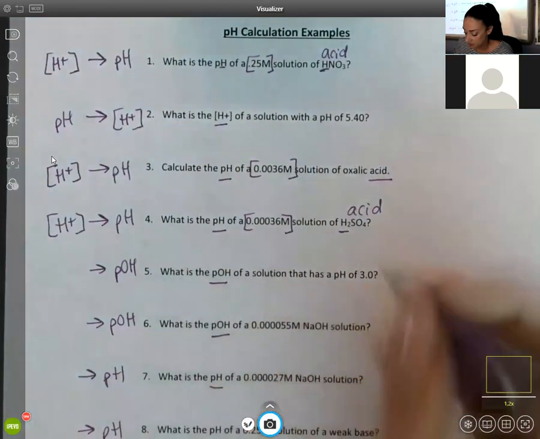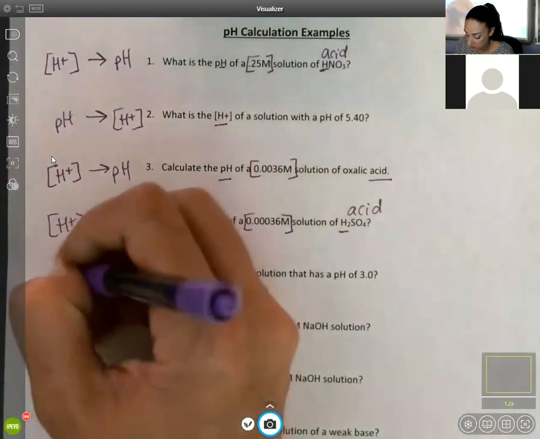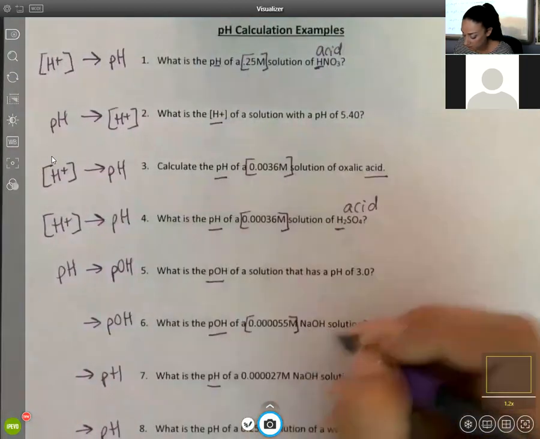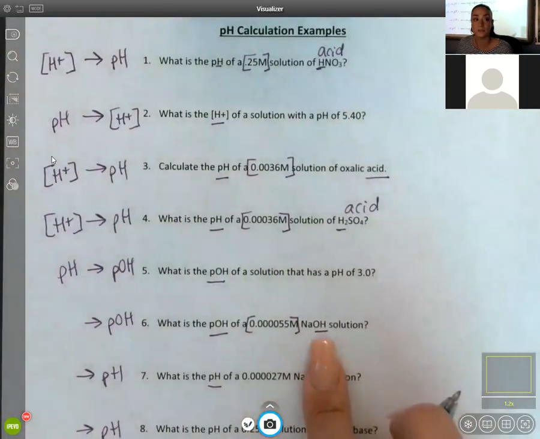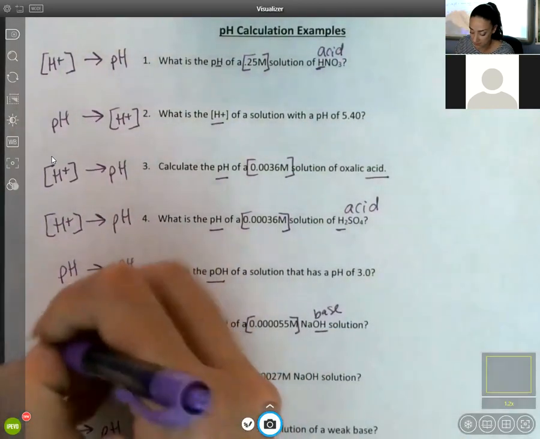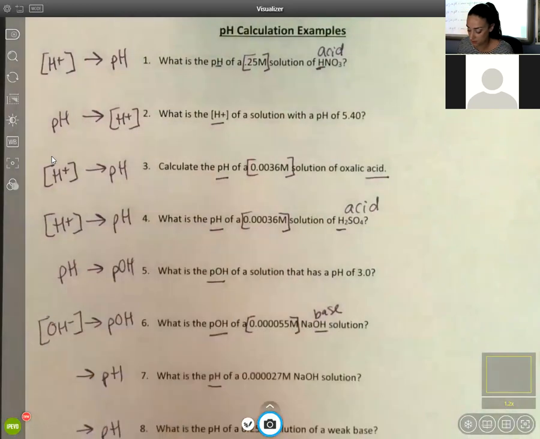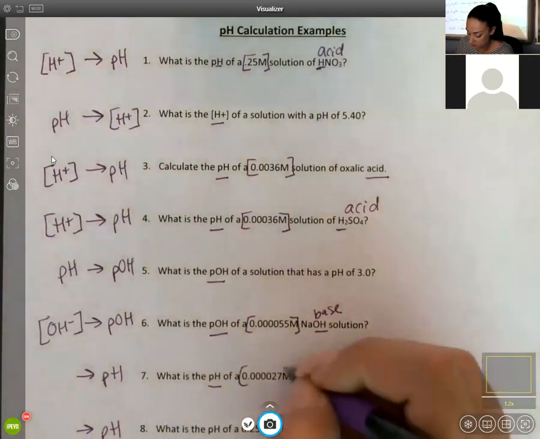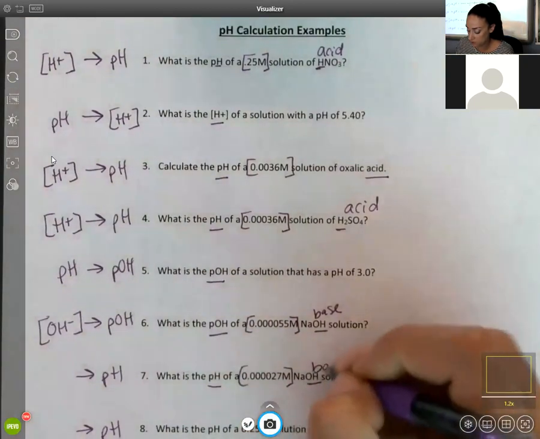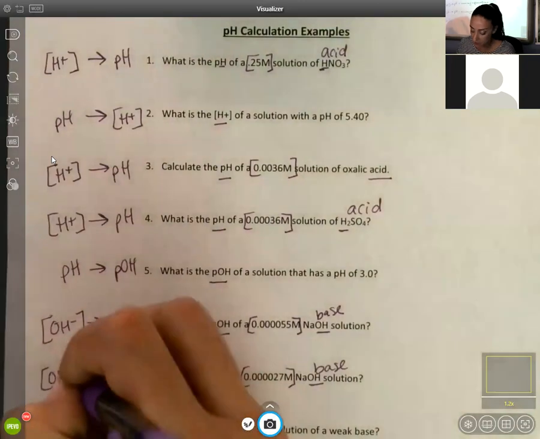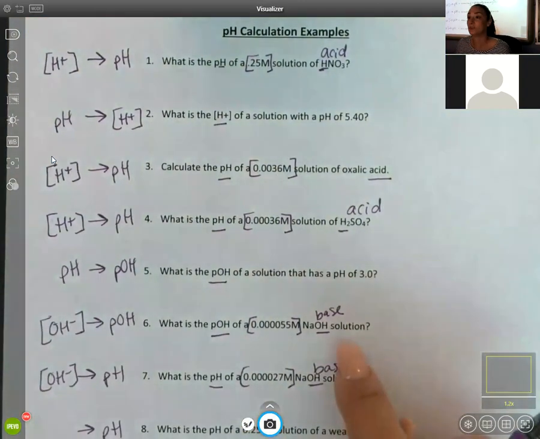As we're reading, this one gives us the pH. This one gives us a concentration of an OH, which is a base. So that's going to be the OH concentration. This one is giving us the concentration of, again, an OH, which is a base. So that's how you can tell when you're looking at chemical formulas if something's an acid or a base.